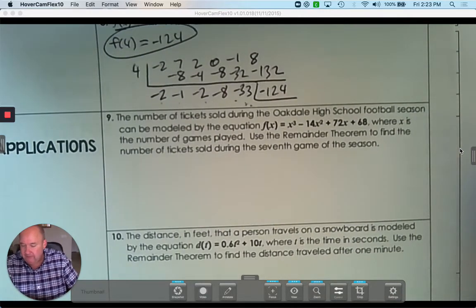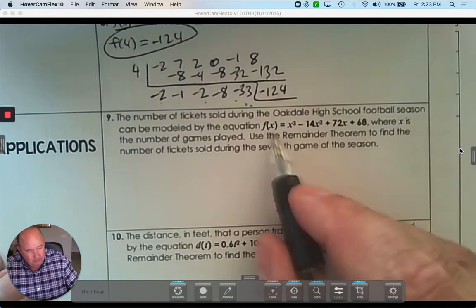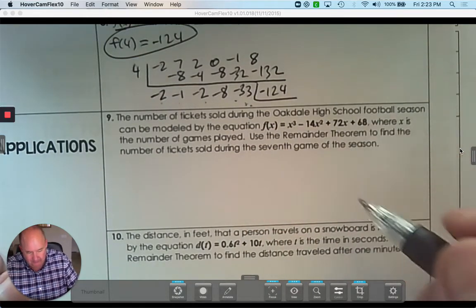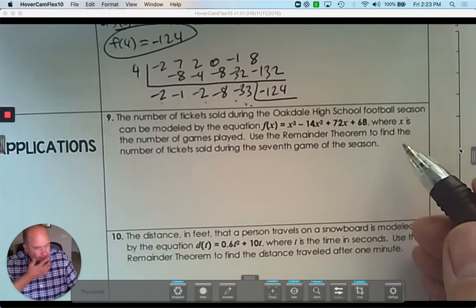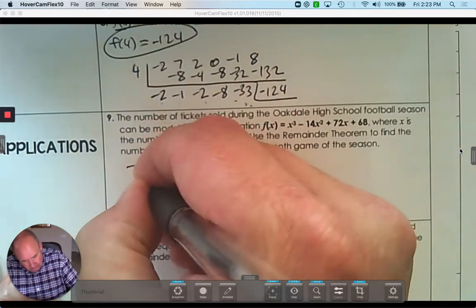The number of tickets sold during the Oakdale High School football season can be modeled by this equation, where x is the number of games played. Use the remainder theorem to find the number of tickets sold during the 7th game. So during the 7th game, we're going to do this.